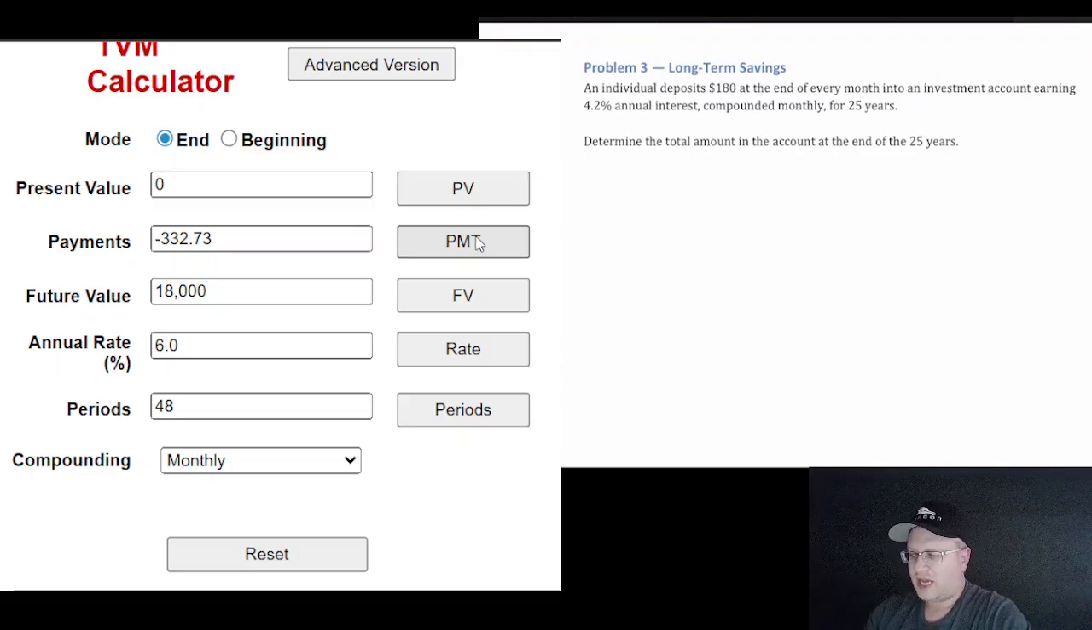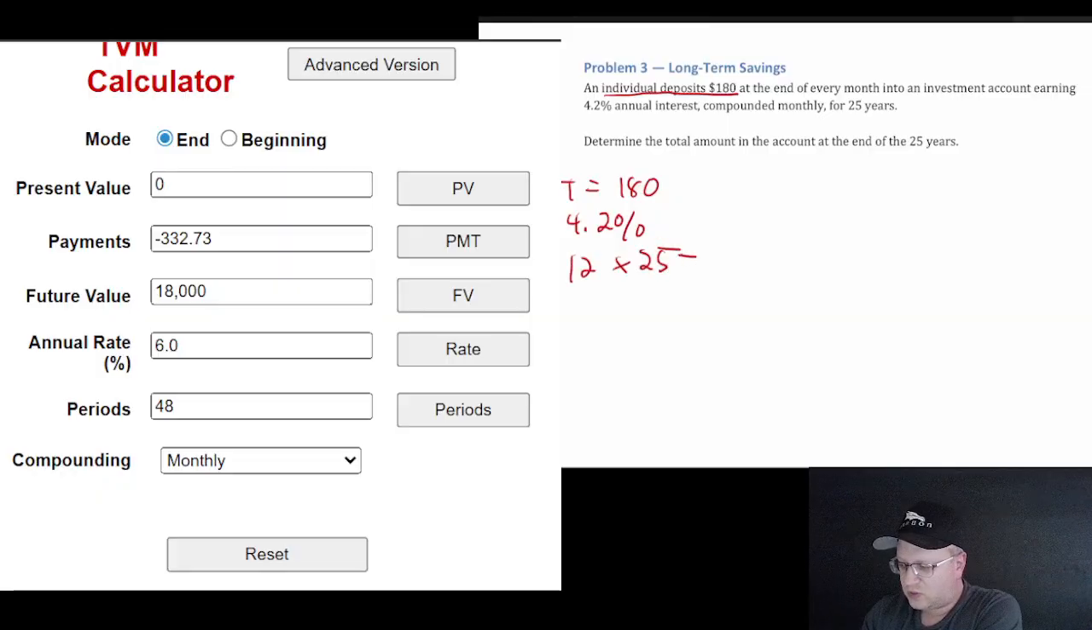Long-term savings. An individual deposits $180 at the end of every month into an investment account, earning 4.2% annual interest, compounded monthly for 25 years. Determine the total amount in the account at the end of the 25 years. So we're finding a value in the future, so this is going to be another future value problem. So the payment amount is $180 each month. The interest rate is 4.2% annually, compounded monthly for 25 years, so 12 times 25.